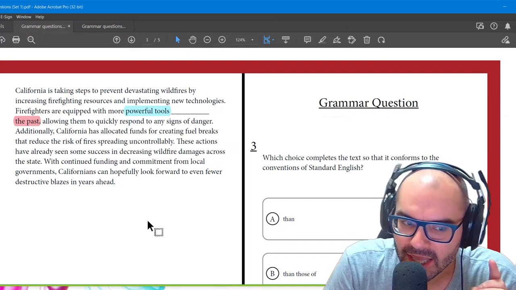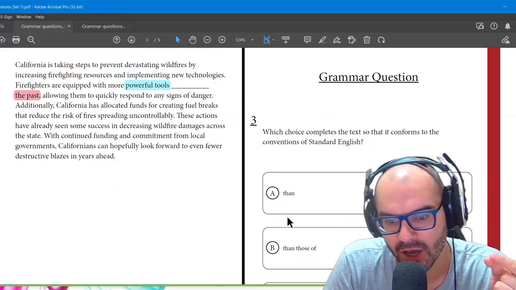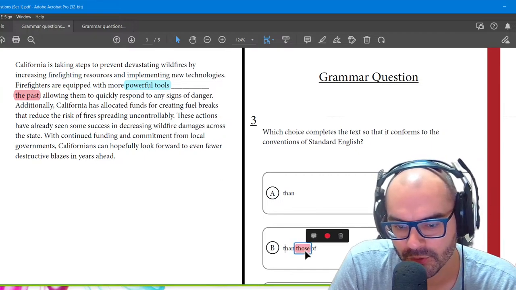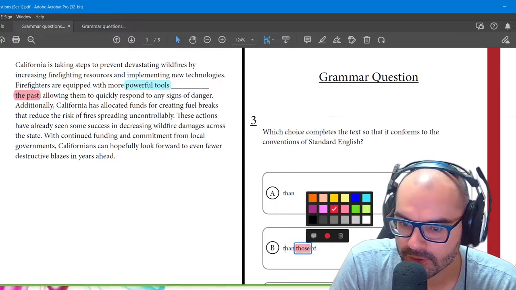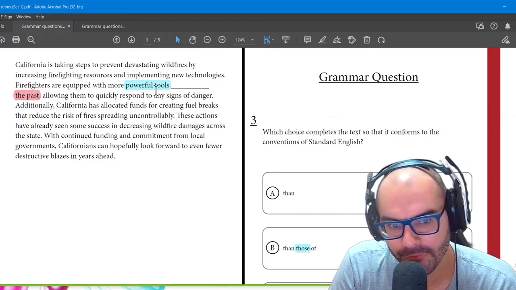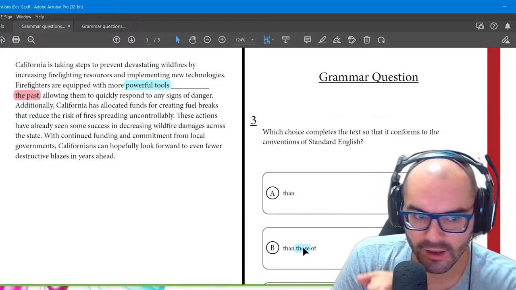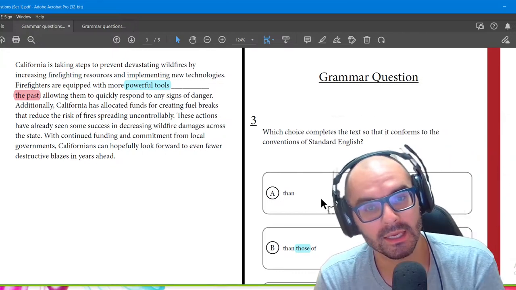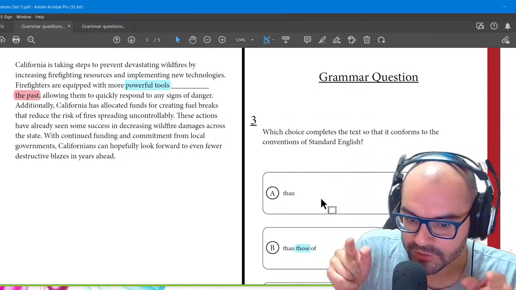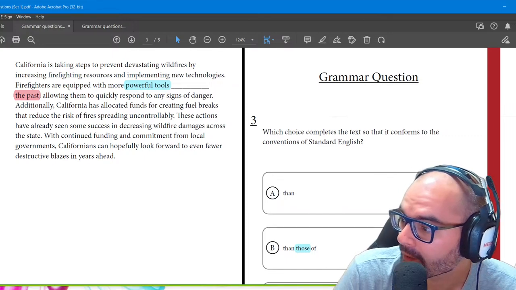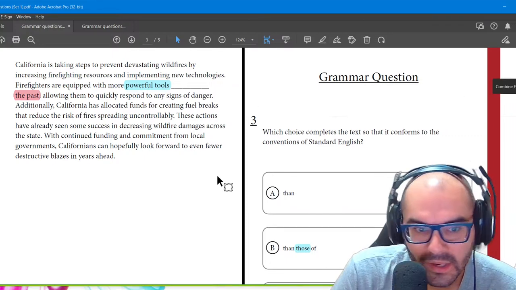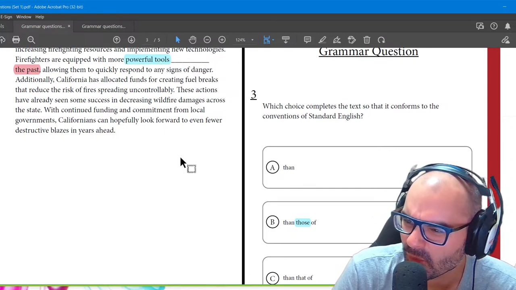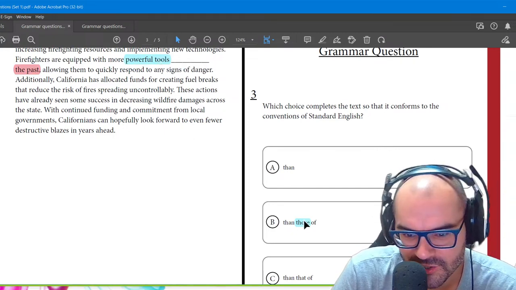So the thing we're looking for here is to add another word that stands in for the powerful tools, right? And that would be those. So if I say more powerful tools than those of the past, than the tools of the past, now it works. And so B would be the right answer here for number three. If I just say than, I'm comparing tools to the past and it doesn't quite work. So we need that extra something in there.